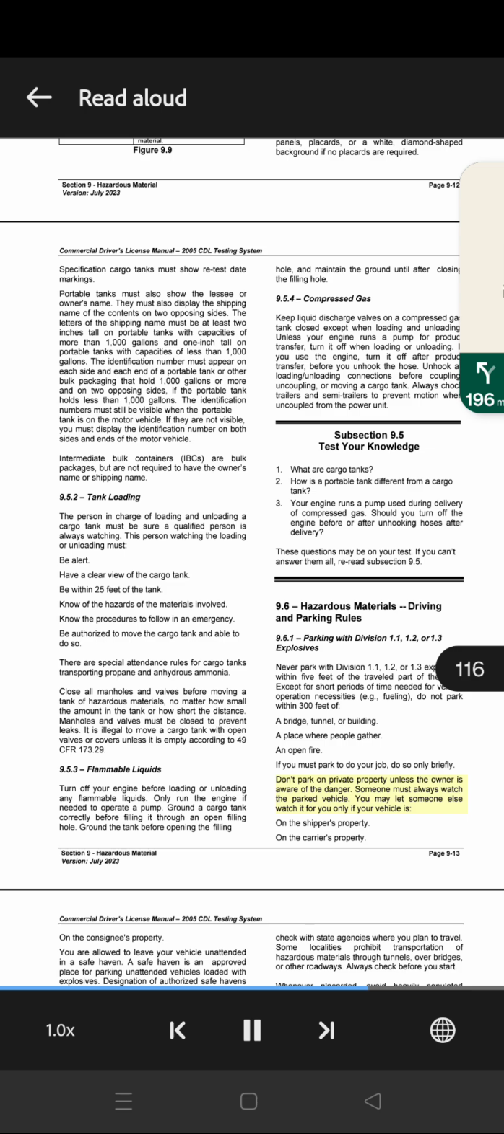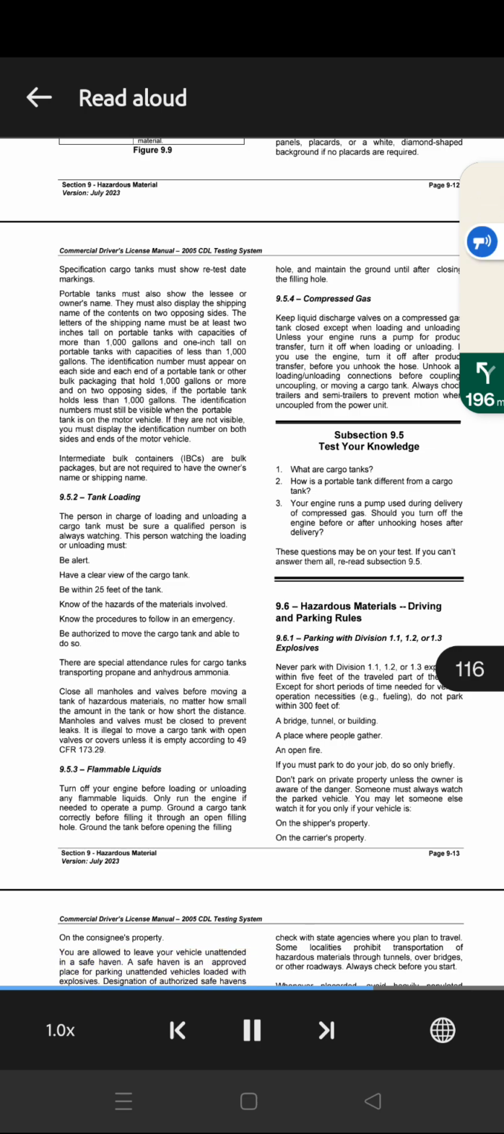Someone must always watch the parked vehicle. You may let someone else watch it for you only if your vehicle is on the shipper's property, on the carrier's property, or on the consignee's property. You are allowed to leave your vehicle unattended in a safe haven. A safe haven is an approved place for parking unattended vehicles loaded with explosives. Designation of authorized safe havens is usually made by local authorities.